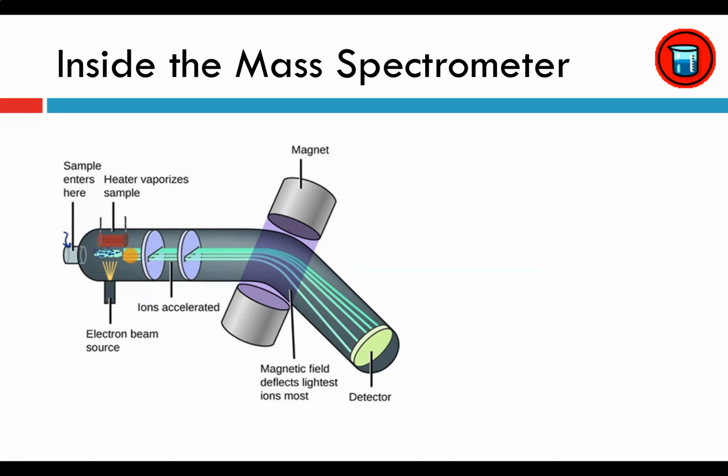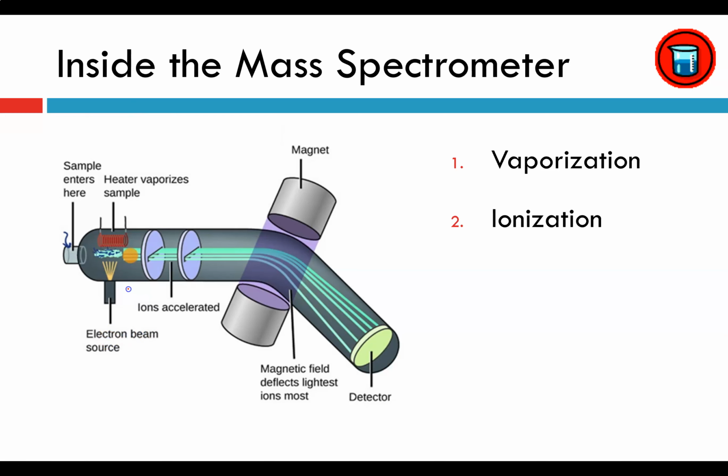Let's talk a little bit more about what's inside the mass spectrometer. We know there are 5 different steps. First, we have vaporization. So we take our sample, we get it into the machine, and it is heated up and turned into a gas. That's what vaporization means. Second step is ionization. So we're going to ionize the sample.